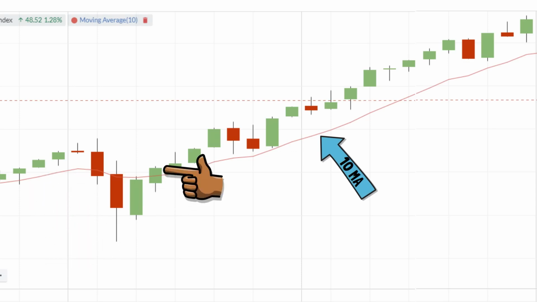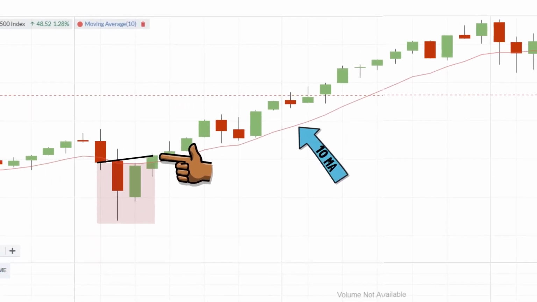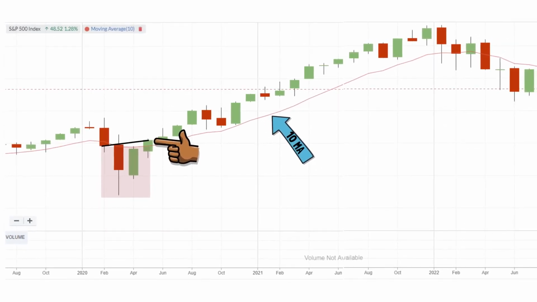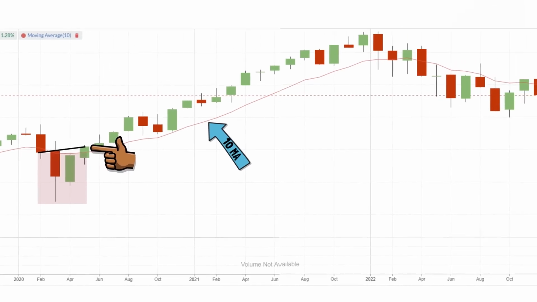We would have re-entered here at the candle close, above the 10-month moving average. By applying the tactic, we would have largely avoided the drawdown and volatility and re-entered at a marginal variance to the prior exit. Price continued its recovery whilst remaining above the moving average line all the way through to 2022.